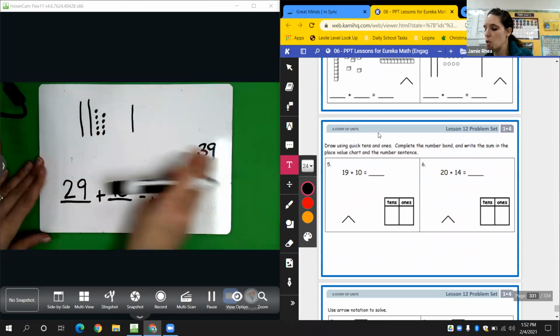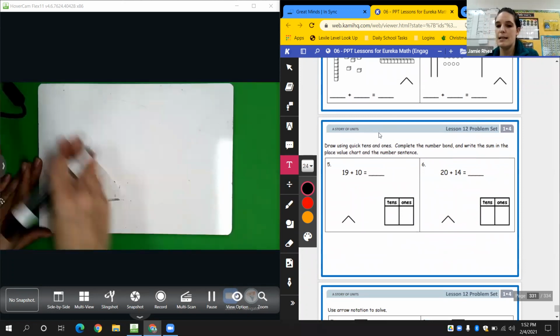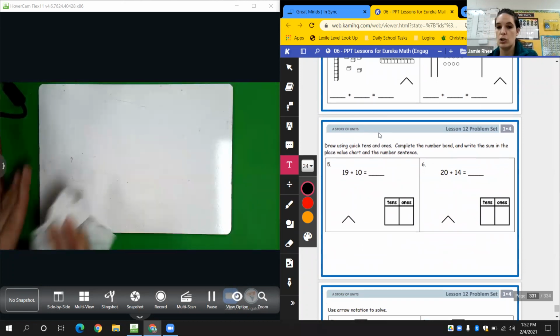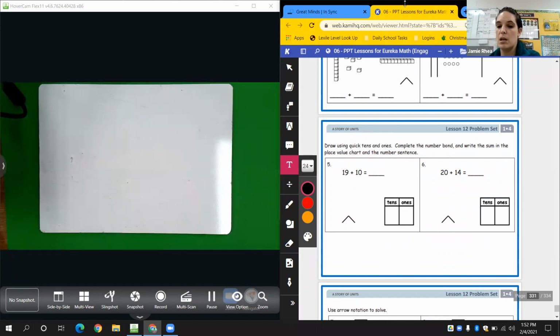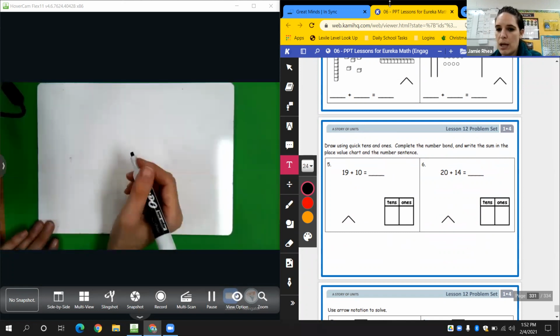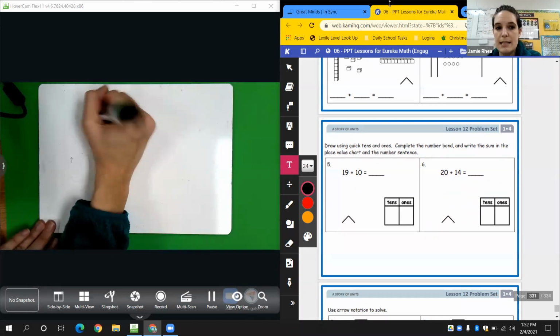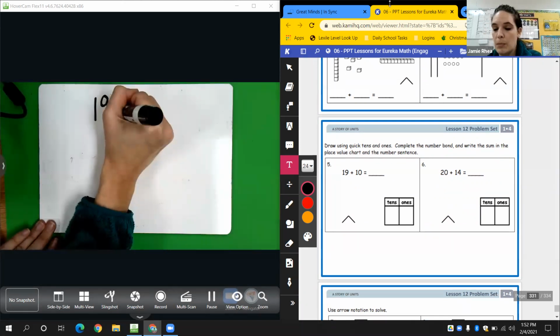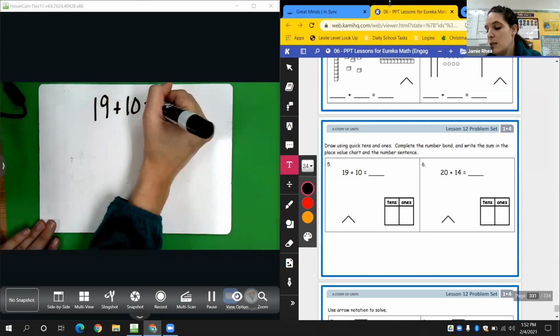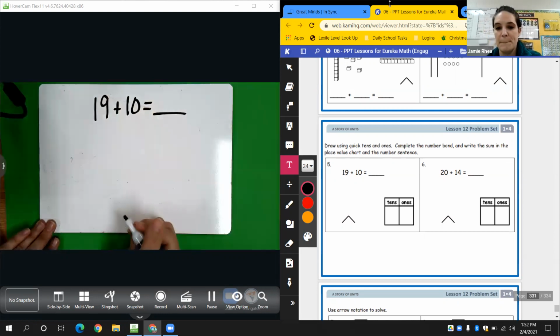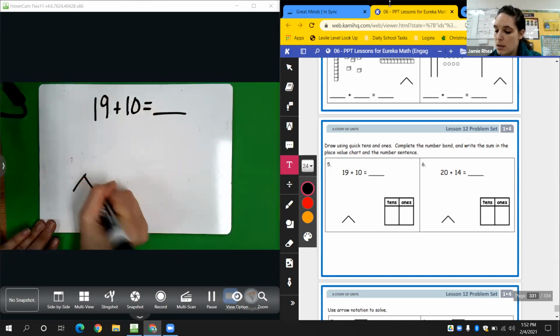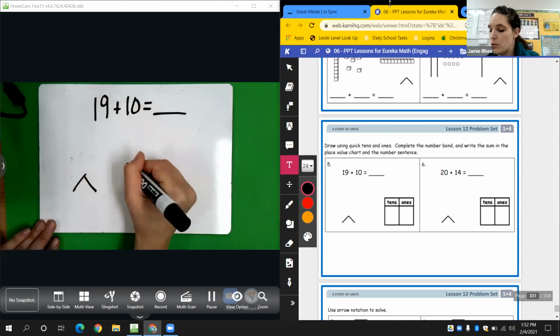What does it tell us to do? It says, draw using quick 10s and 1s. Complete the number bond and write the sum of the place value chart in the number sentence. Now, guys, let's look at number 5, okay? It says 19 plus 10 equals something. It also has a number bond and a place value chart.